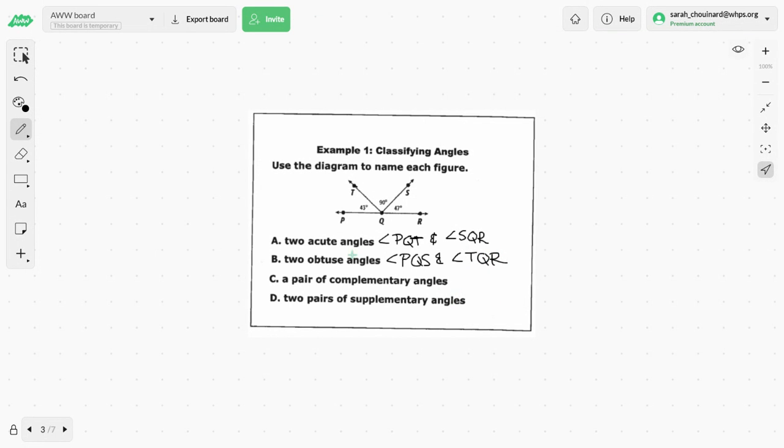Complementary means they add up to 90 degrees. So 43 and 47 add up to 90. Supplementary is 180 degrees. So what I could say is taking PQT and adding it with TQR makes a straight line. So I'm going to say PQT plus TQR. Those add up to a straight line or to 180 degrees.